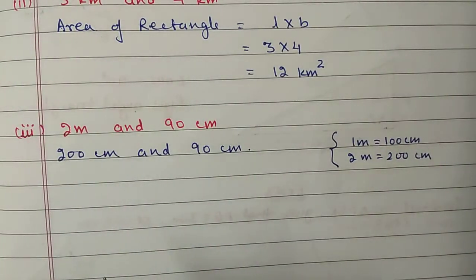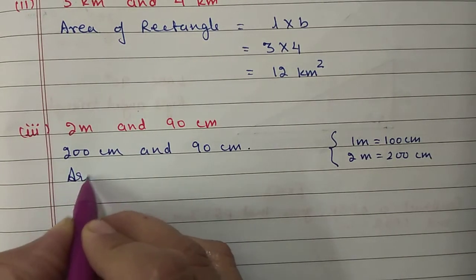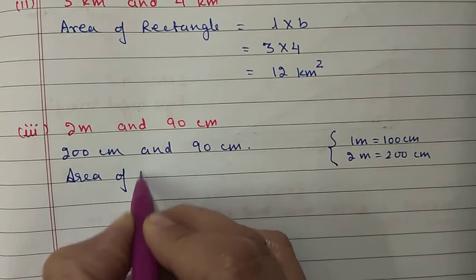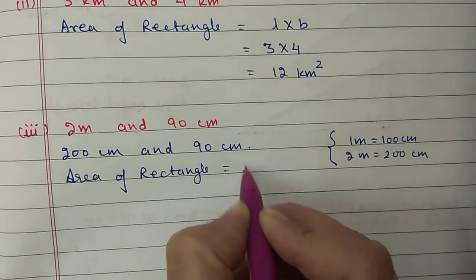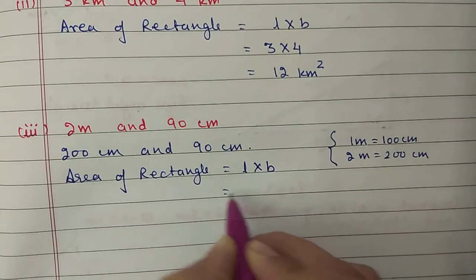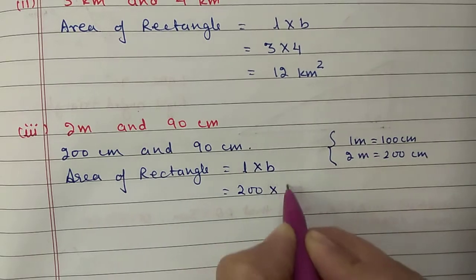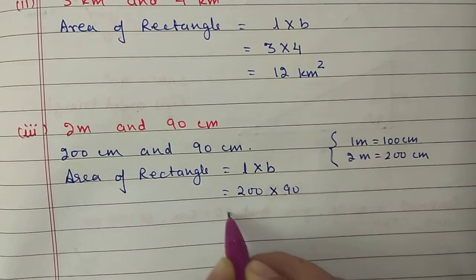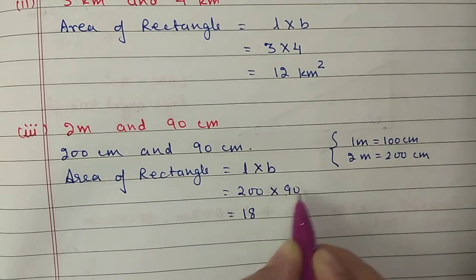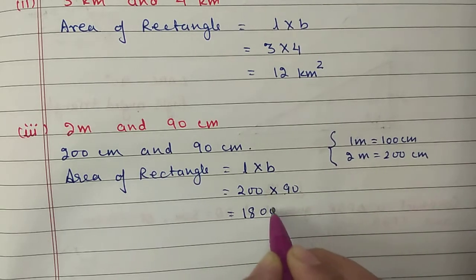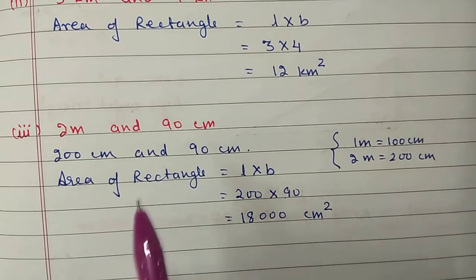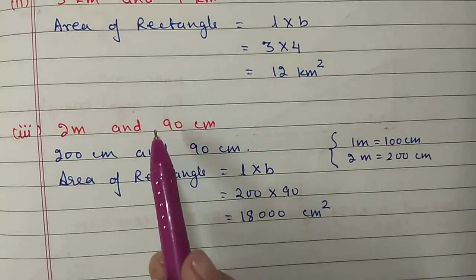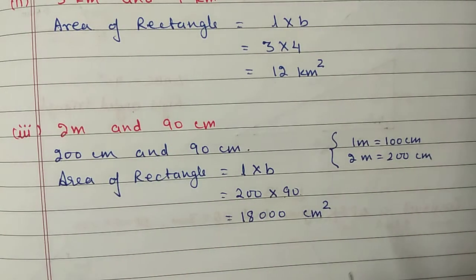Now I can find out the area of the rectangle. Area of rectangle will be length into breadth. Length is 200 and breadth is 90. 2 into 9, 18, and 1, 2, 3 zeros we have to include at last, and the unit will be centimeter square. If you are changing centimeter into meter, then the unit will be meter square.